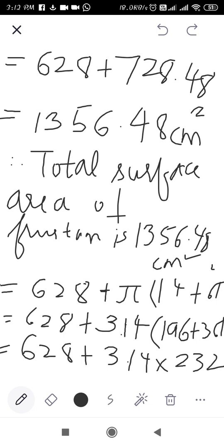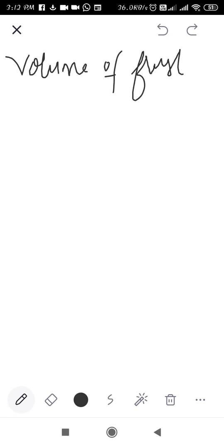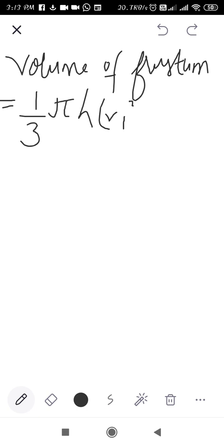You will use the formula for volume of a frustum, that is 1 upon 3 pi h (r1 square plus r2 square plus r1 into r2). Volume of frustum is equal to 1 upon 3 pi h (r1 square plus r2 square plus r1 into r2).